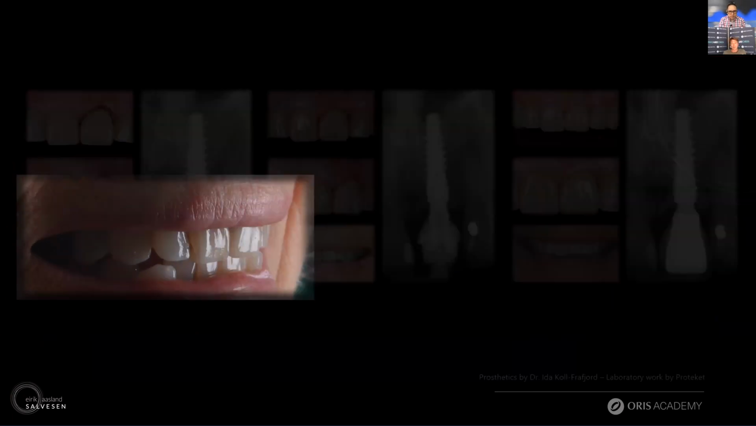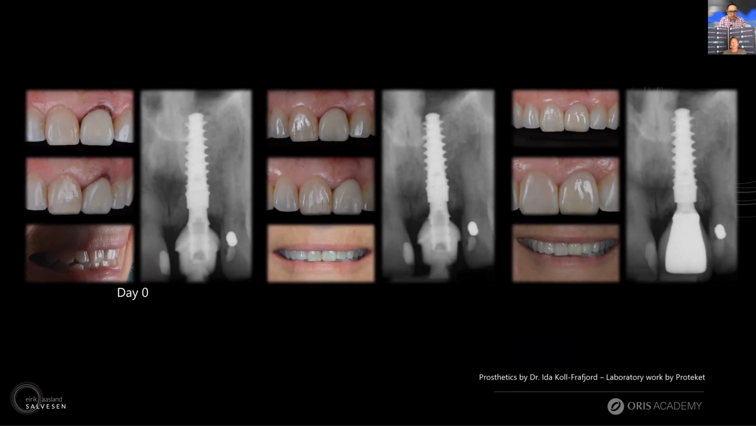And then you'll see the follow-up of this. This was before summer last year, so day 0. That was week 6, that was after summer, and then at finalization at week 12. I think she's happy. It's a good aesthetic result.